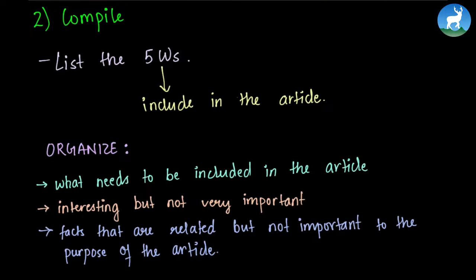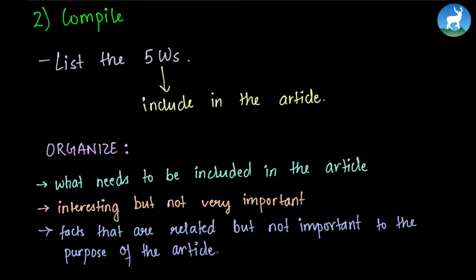And next, you need to see if the facts are not really important, but they are related to the purpose of the article. So not a very important point, however, you need to mention them because that fact is going to add some value to the article. So you need to classify and then organize.